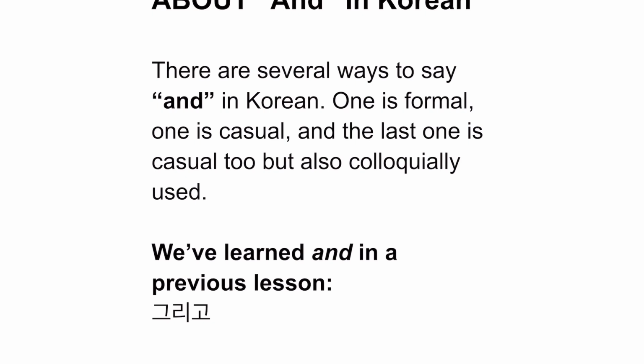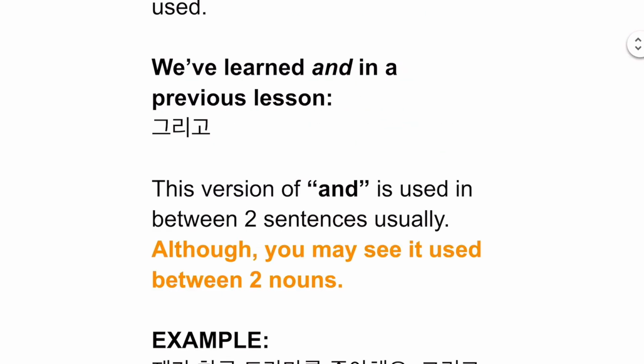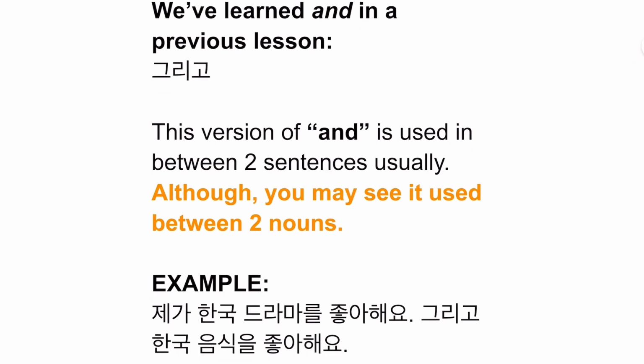We also did a conjunctions lesson before, so we learned 그리고, which also means "and." But the main differences between these "ands" are when they're used. We'll get into that later. So in the previous lesson, we learned about 그리고. This is what we use between 2 sentences: one sentence, stop, 그리고, second sentence.